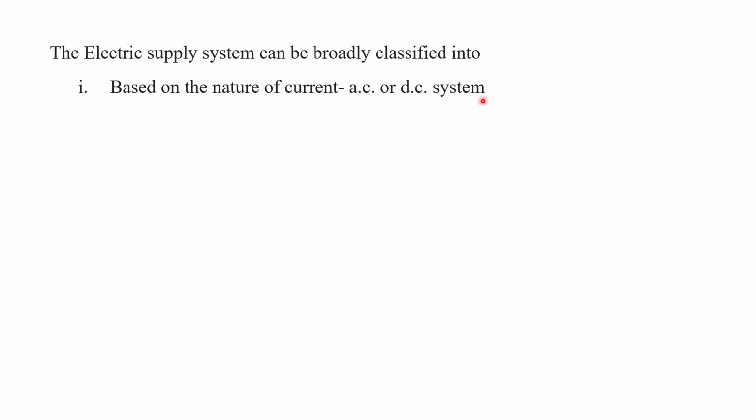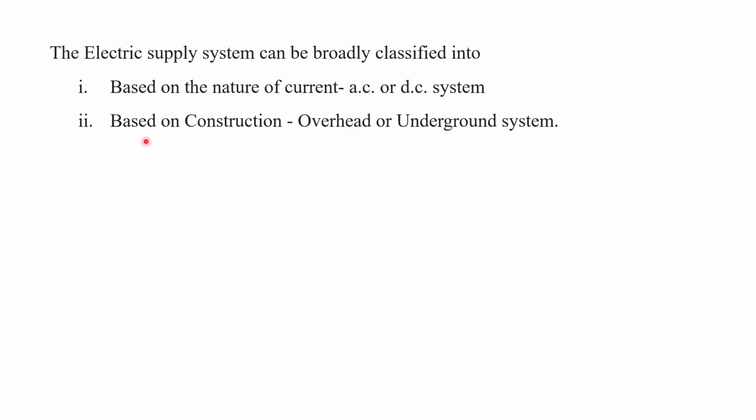In the previous slide, what we have already seen was an AC power system because the power generated was AC, and throughout transmission and distribution the nature of current was also AC, so it is an AC power system. The power system can further be classified based on construction as an overhead power system and an underground system.